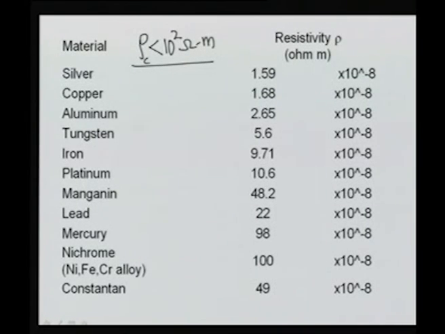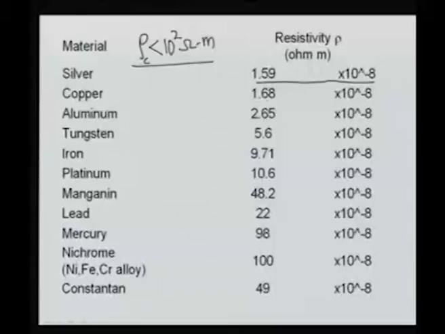Now look at the value of resistivity for silver. It is turning out to be 1.59 into 10 to the power of minus 8. In other words, the resistivity of silver, which is an excellent conductor, is 10 to the power of 9 to 10 to the power of 10 times smaller than the threshold for a conductor. In a similar manner, copper is very close to silver, aluminium is also close to silver, which is the reason why we use copper or aluminium wires for our transmission.